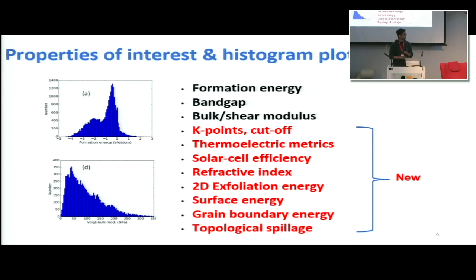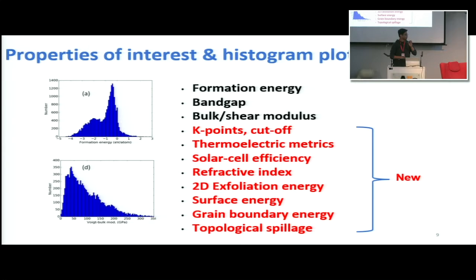What we have added here is some other cool properties too. For example, we converge the K-point and cutoff for each material using DFT. So we can machine learn them too. Using the constant relaxation time approach and the semi-classical Boltzmann transport equation, we have the thermoelectric power factor, Seebeck coefficient, and ZT factor. We learned them too. As I said, we have the spectroscopic limited maximum efficiency for solar cell efficiency.